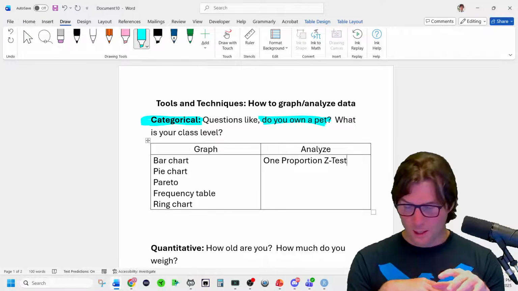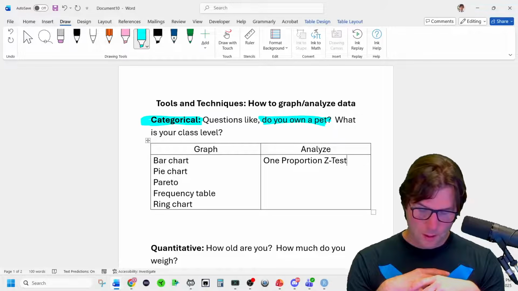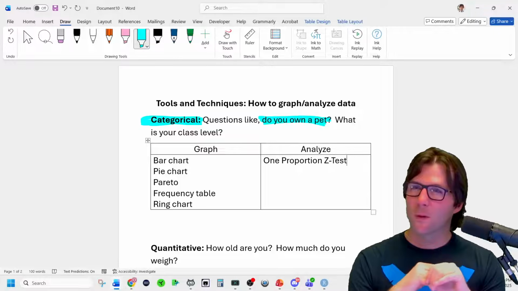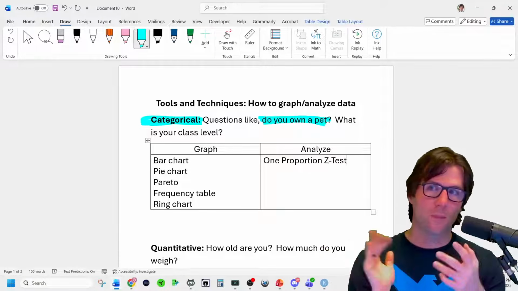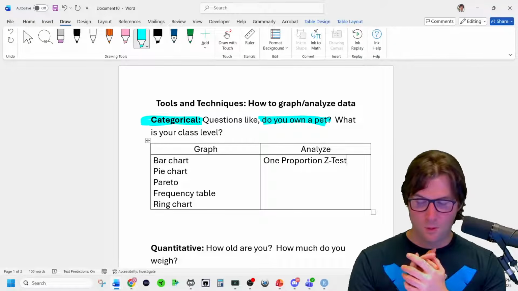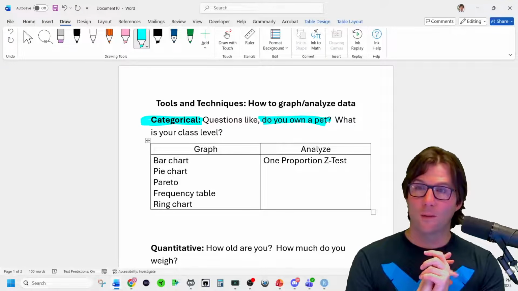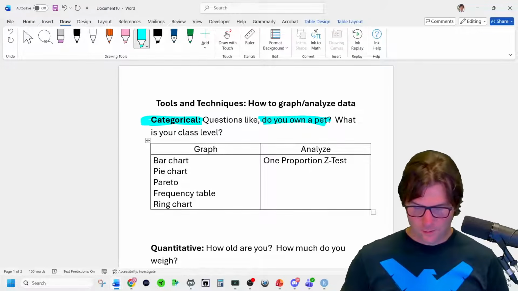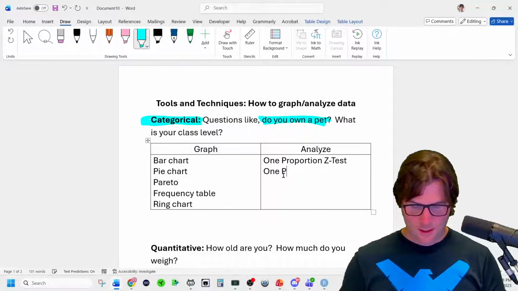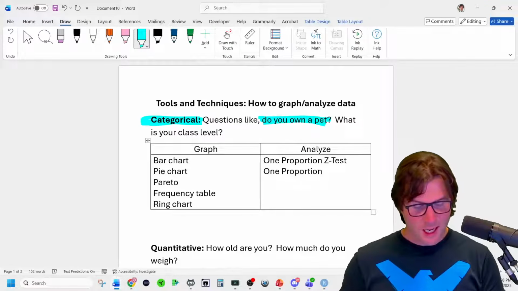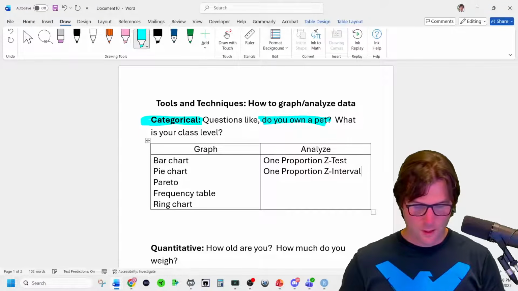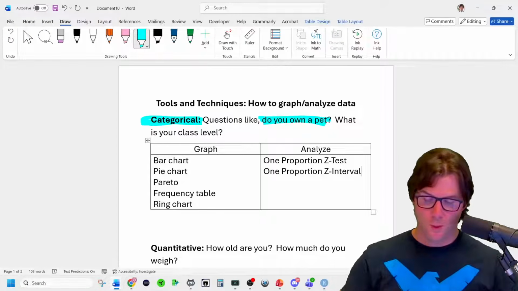Pareto, maybe. I almost did them in order of importance. It's a little bit by order of importance. Bars and pies are classic. Bars number one usually. You must know bar charts are a great way to graph categorical data. So that is very important. And the more you know, the better. It's what we've learned in the class. One proportion Z interval. So we have the one proportion Z interval and the one proportion Z test.